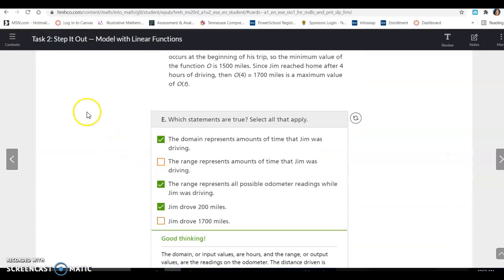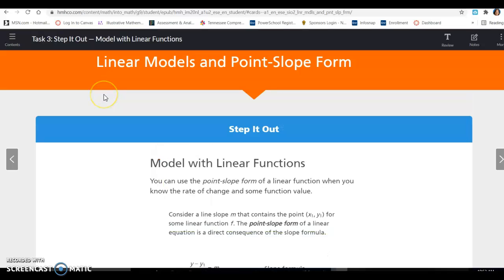All right, that's all for task 2. If you pause the video, we are going to start task 3. You can move to that if you want and work along with me. All right, we're going to look at task 3. Again, we're on lesson 4.4, linear models in point-slope form.